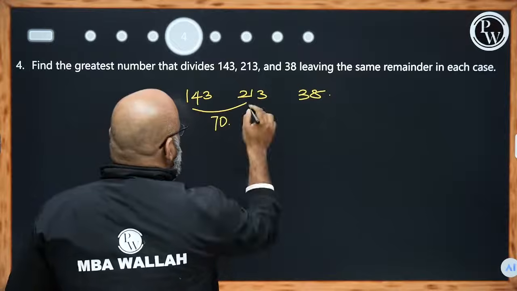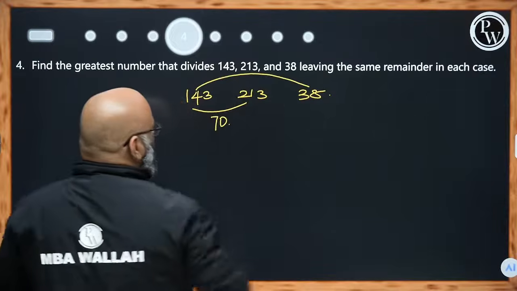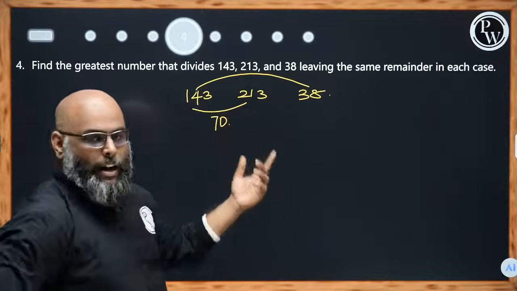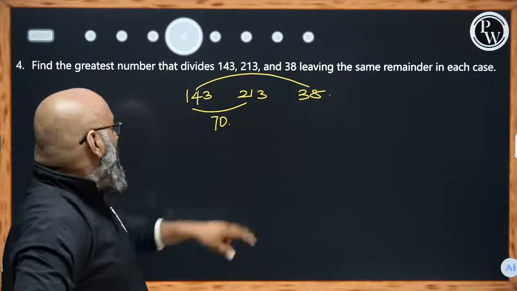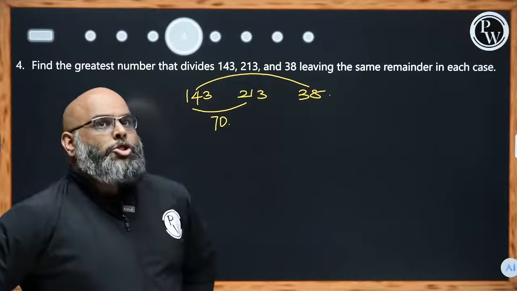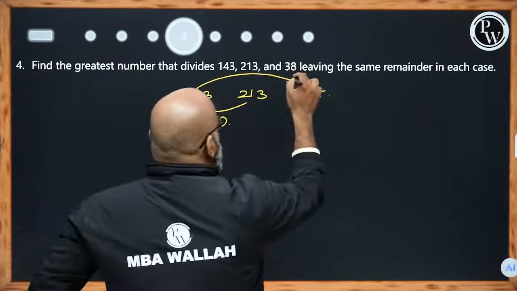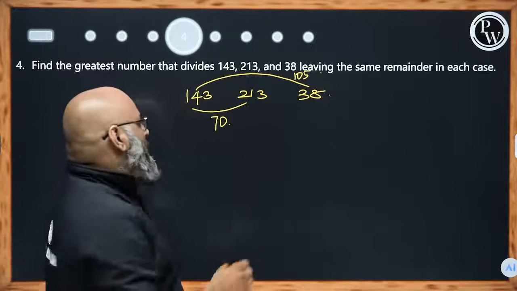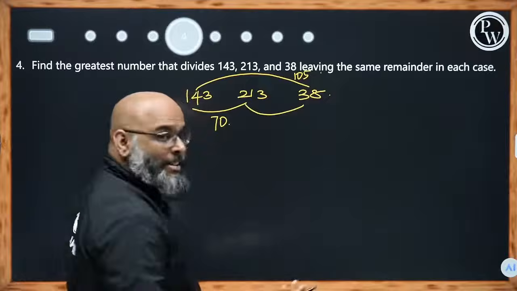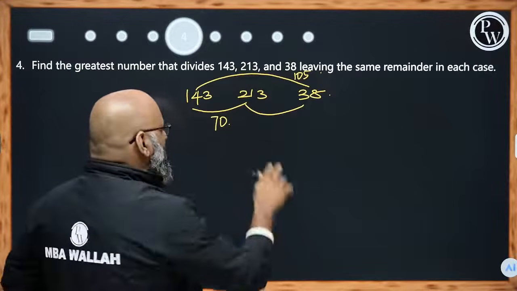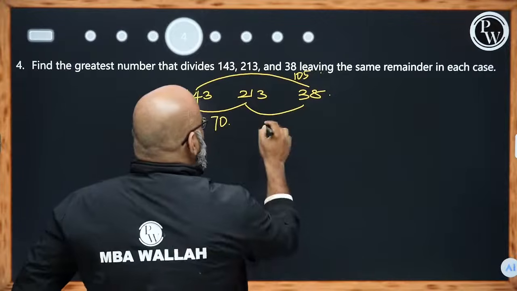What is the difference between 143 and 38? 62 over here, 43 over here. 62 and 43 would give you 105. What is the difference between these two numbers? Not necessary, just find any two difference, that is enough. But just to be on the safe side, just to make you understand, what is the difference between these two numbers? 175.